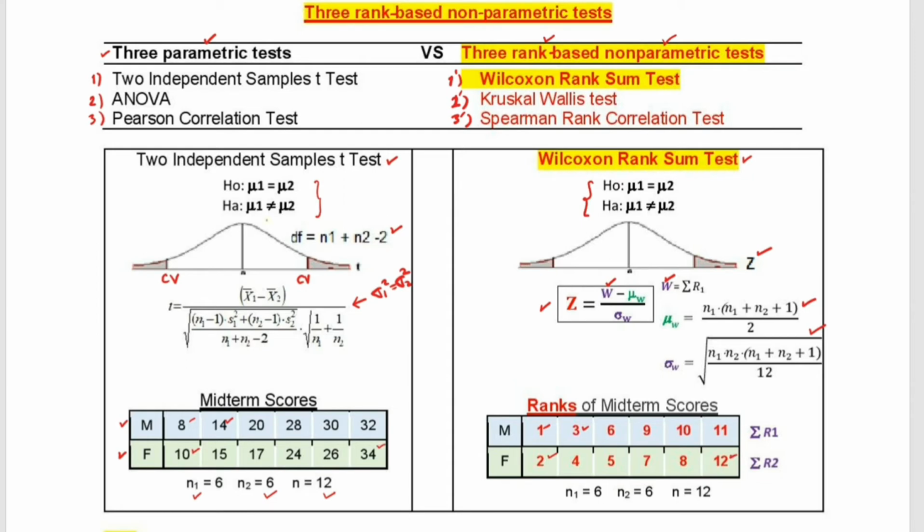After that, rank sum of sample M. 1 plus 3 plus 6 plus 9 plus 10 plus 11. This is sample 1 rank sum. For a two-tailed test, you can use sample 1 rank sum or sample 2 rank sum. Either one is called W. W is rank sum of one suitable sample. Sample 2 rank sum is 2 plus 4 plus 5 plus 7 plus 8 plus 12. You can take this rank sum as W also.